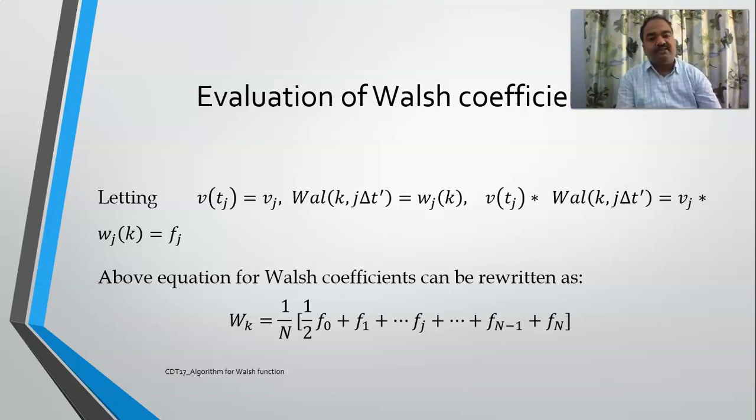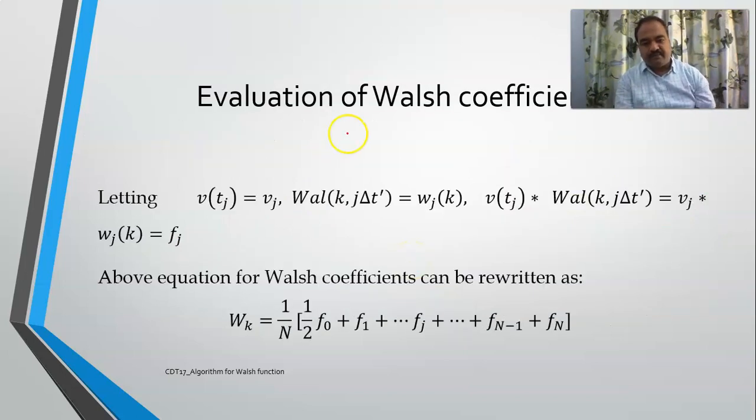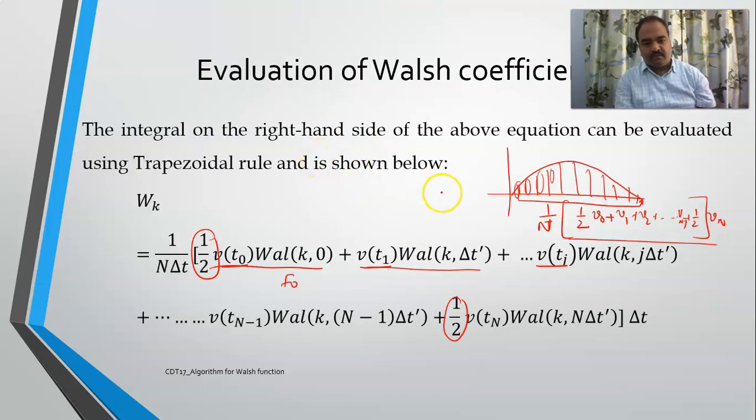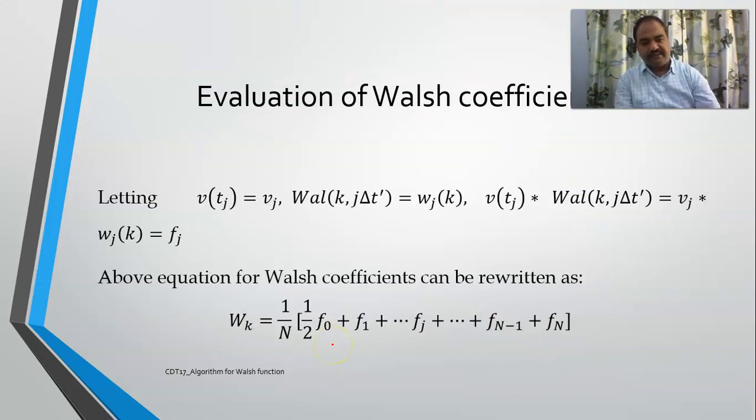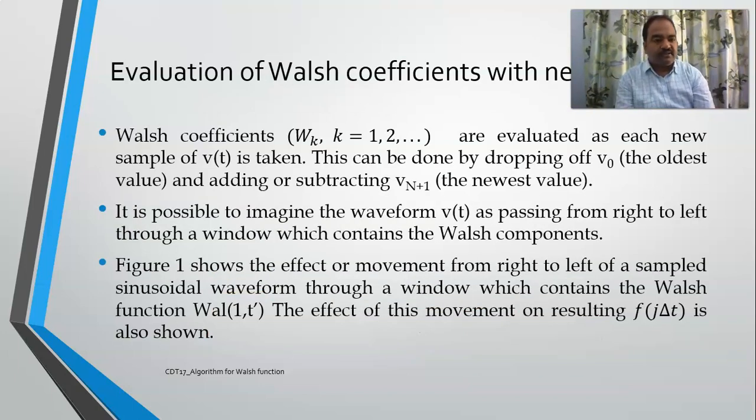Now, if I rewrite that one in a simplest format, see, I'll take this entire signal as f0, and I'll take this one as f1, and this is fk, and this is fn. This is fn minus 1. So this is a simple expression where f0 is nothing but here at time t is equal to 0, f1 is at time t is equal to the first instant. So in this way, Walsh coefficients are evaluated.